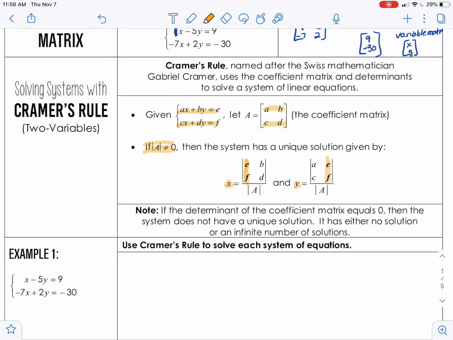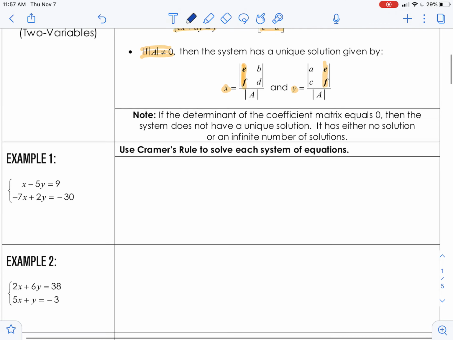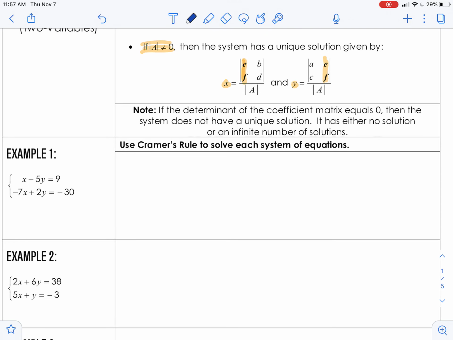Now, that sounds a little bit probably confusing, so let's just jump in and get started, and I think it will make sense. So Cramer's rule is usually pretty easy. It's one of actually the favorites for a lot of kids on doing systems. So we'll just go in here and do this first one. So the first thing that we're going to do is we're going to find the determinant of A. And so that would be our coefficients: 1, -5, -7, 2. Okay, so I'm going to do that one first.